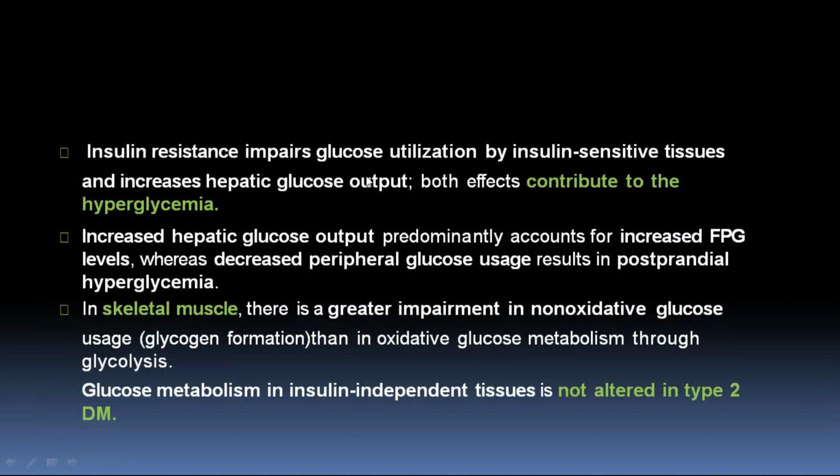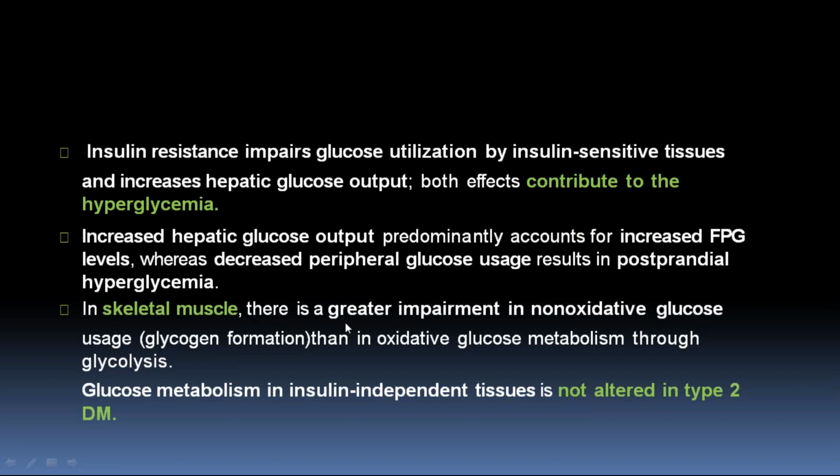Insulin resistance impairs glucose utilization by insulin-sensitive tissues and increases hepatic glucose output. Both effects contribute to the hyperglycemia. Increased hepatic glucose output predominantly accounts for increased fasting plasma glucose levels, whereas decreased peripheral glucose usage results in postprandial hyperglycemia.